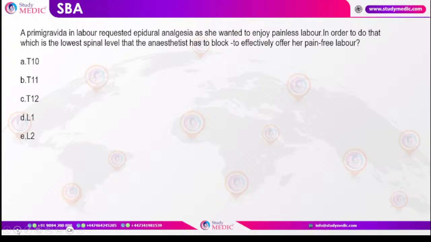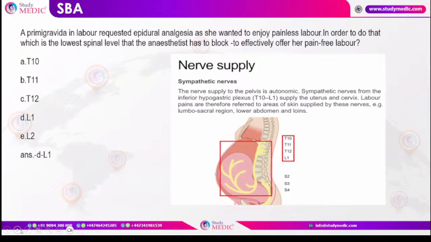The lowest level he wants to ask you, he does not want to block the higher levels because if it goes up, it can cause total spinal anesthesia. So the options were T10, T11, T12, L1, and L2. Now, if you look at the supply to the uterus, remember that for the body of the uterus, the supply comes from T10 to L1.